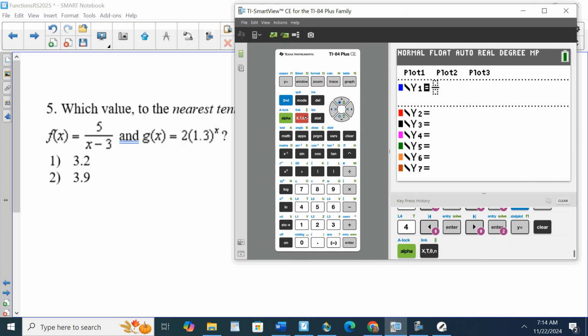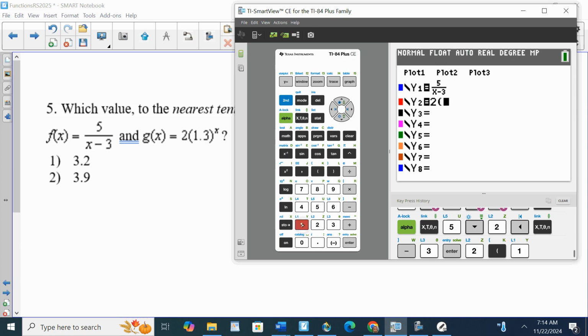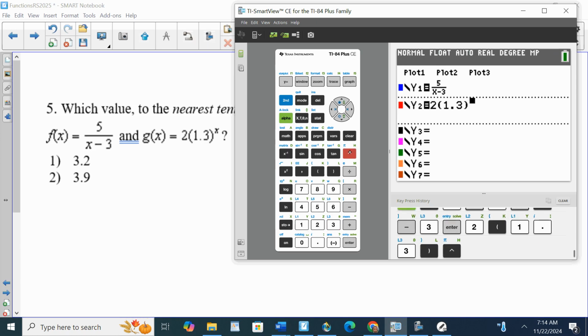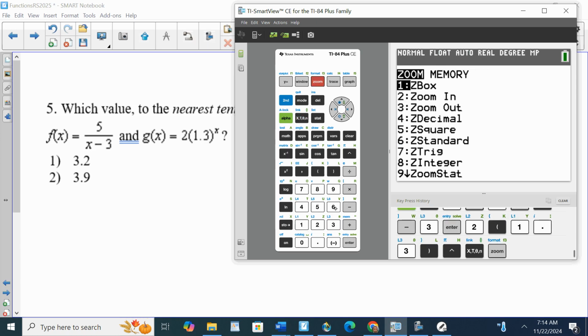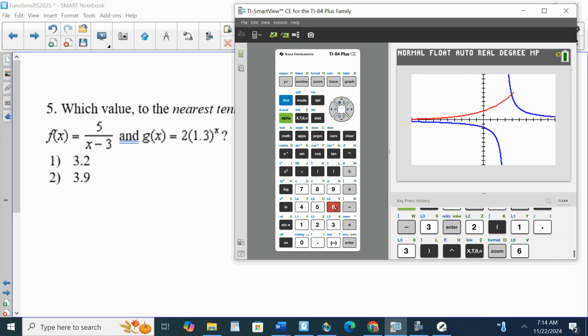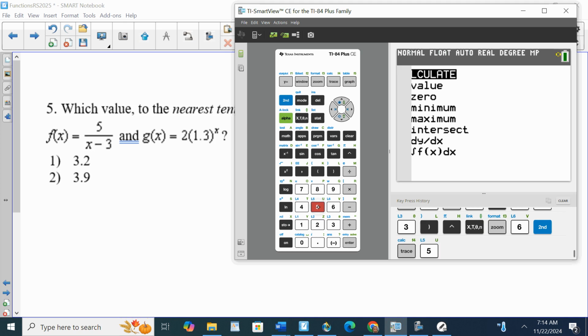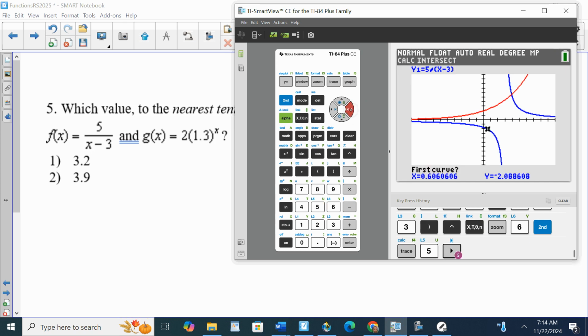I type in the first one into y1, 5 over x minus 3, to parentheses 1.3 to the power of x. I start with zoom 6 because I did so much messing around with my window. I'm looking for the intersection. I see it. Second trace, intersect, option 5. Use the left and right cursor. Move it close to that point.